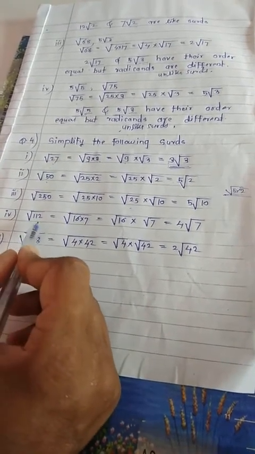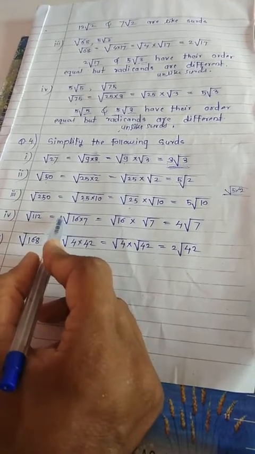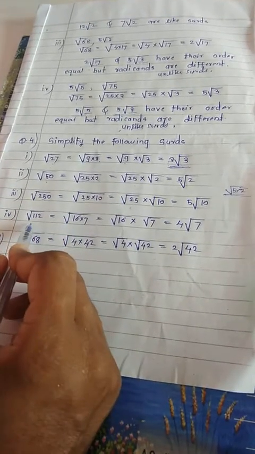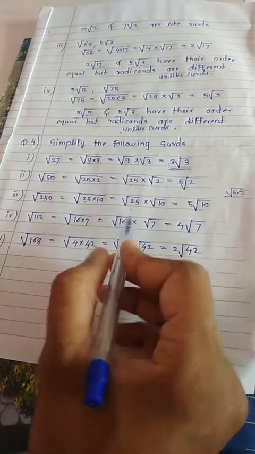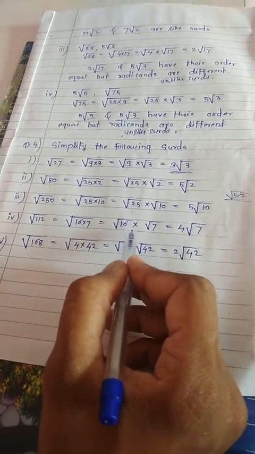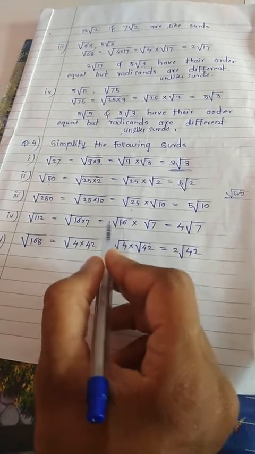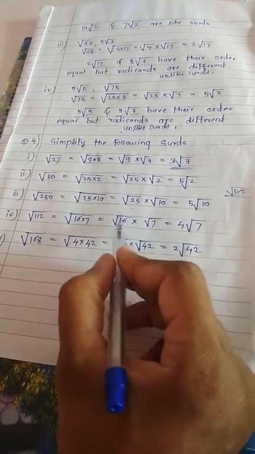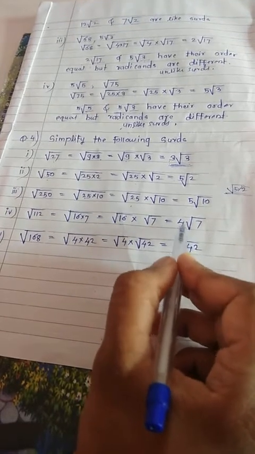Okay. Another example, square root of 112. To find the factors, square root of 16 into 7, since 16 sevens are 112. Simplify it. Separate the roots: square root of 16 into root of 7. So 16 is the perfect square of 4. So 4 into root 7.